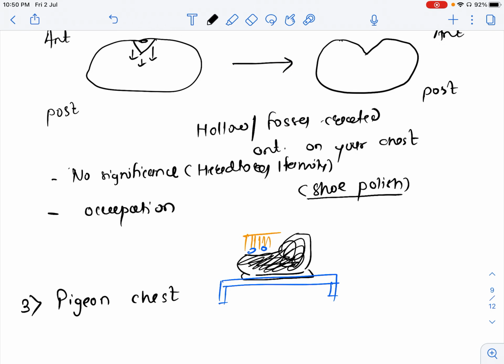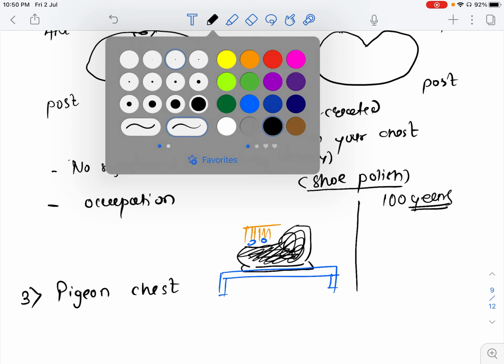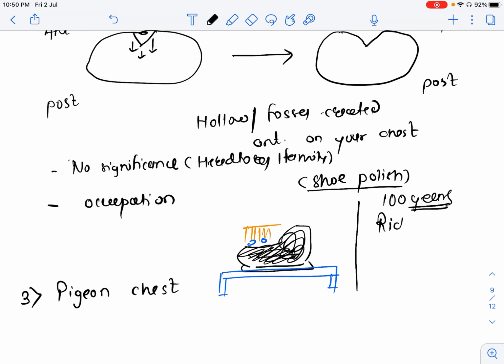But this is not what used to happen around 100 years back. Shoes were a privileged thing to wear, no? Not everyone used to wear shoes. So what these rich people used to do is put the shoe over the chest. Yes, you heard it right. They used to put their shoes on the chest of the person who was going to polish their shoes.